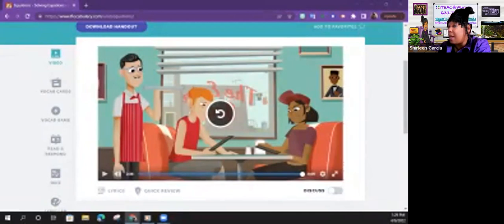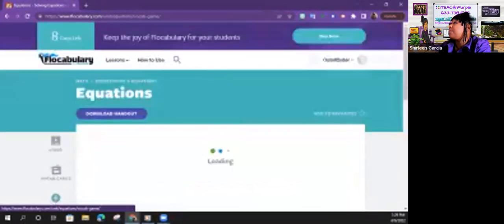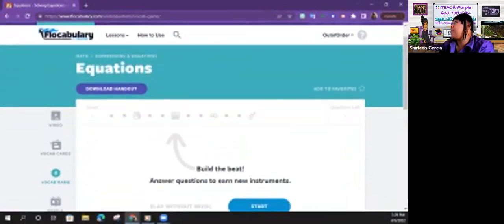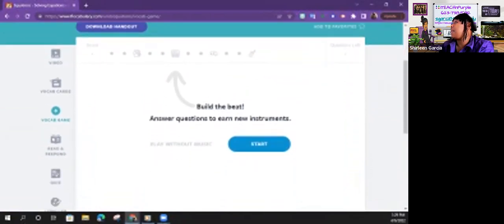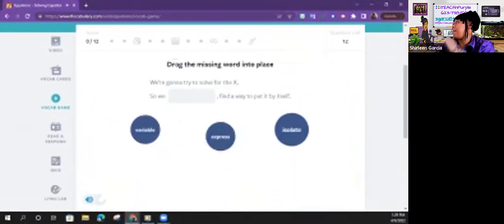Okay, let's do the vocabulary game. We might not get to all of them depending on how many. Oh, it's not that many. We could get through this. We're gonna try and solve for the X. So we blank, find a way to put it by itself.